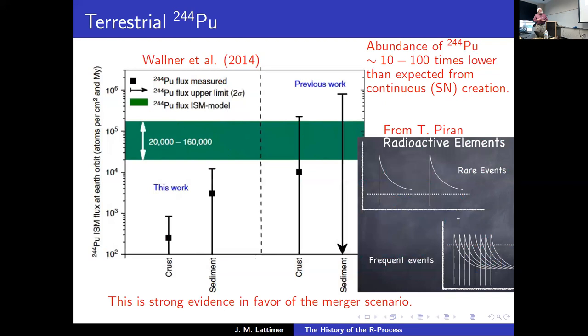So supernova models of the creation of the R process would have predicted an amount of plutonium-244 in the Earth's crust that are up here, but the observations are clearly below that. So this is an indication that this isotope, an R process isotope, is produced by a rare event rather than by a standard supernova. So it's evidence either in favor of the merger scenario or a rare kind of supernova.